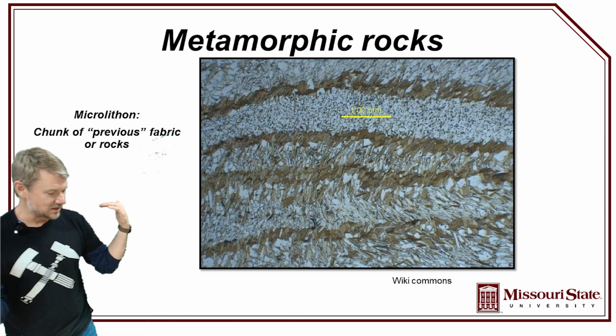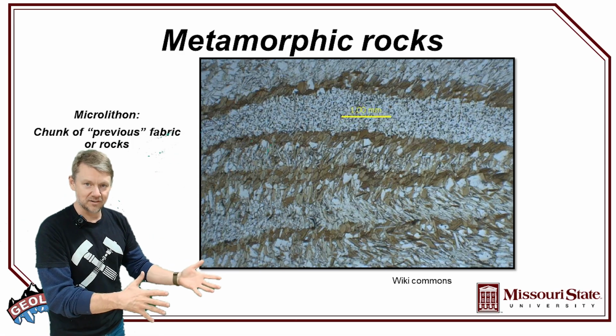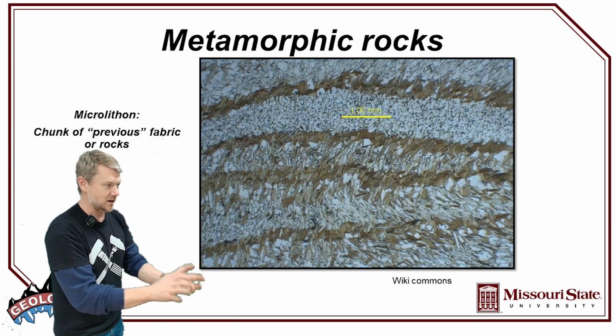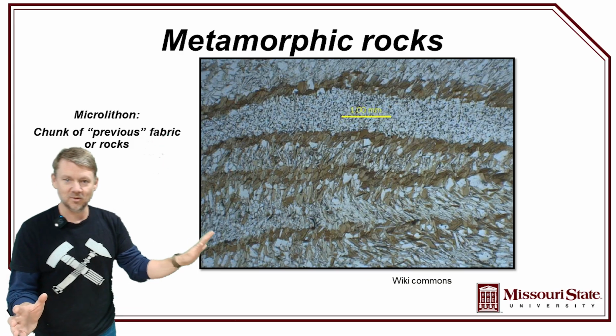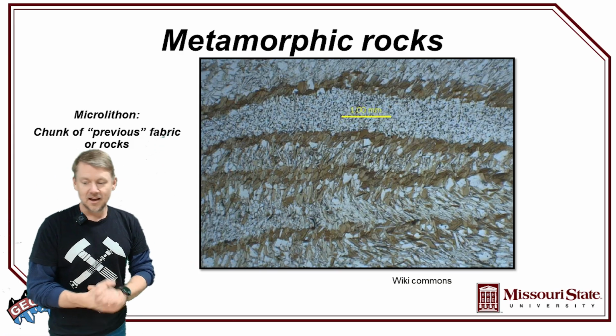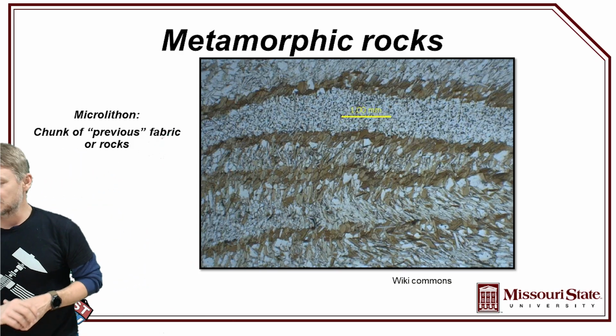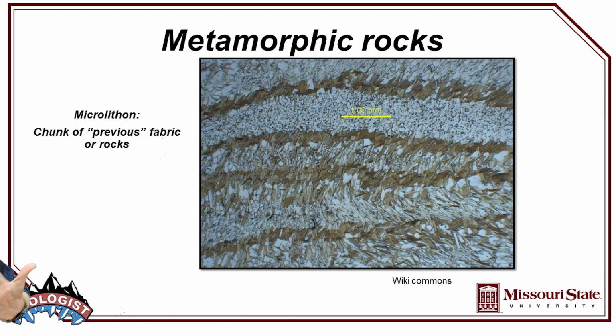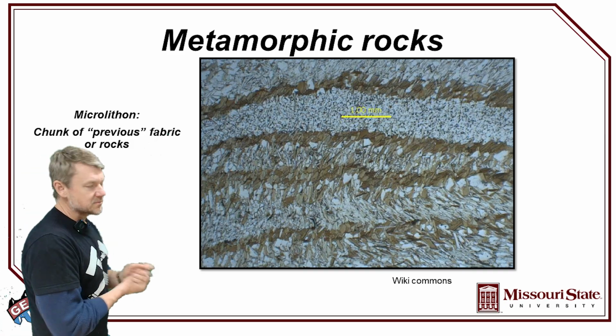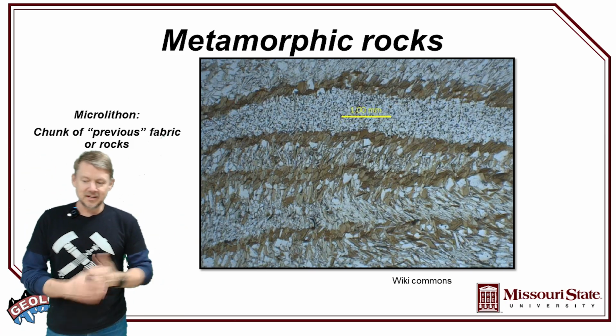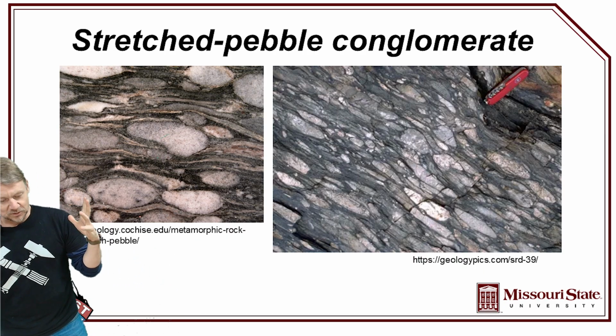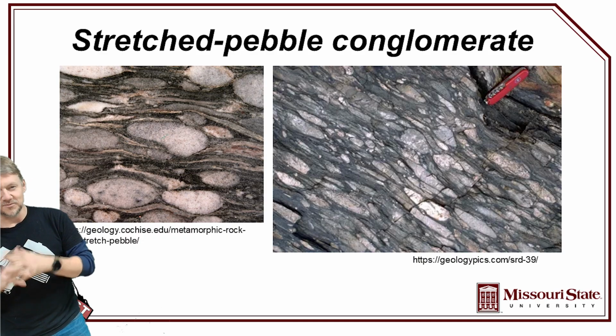It can actually even be just something from a previous metamorphic rock. If you've metamorphosed a rock once and then you do it again, the microlithon would be something that pre-exists. Or it could be something from the original rock before, the sedimentary or igneous rock that existed before. But that microlithon is going to be a pre-existing feature.